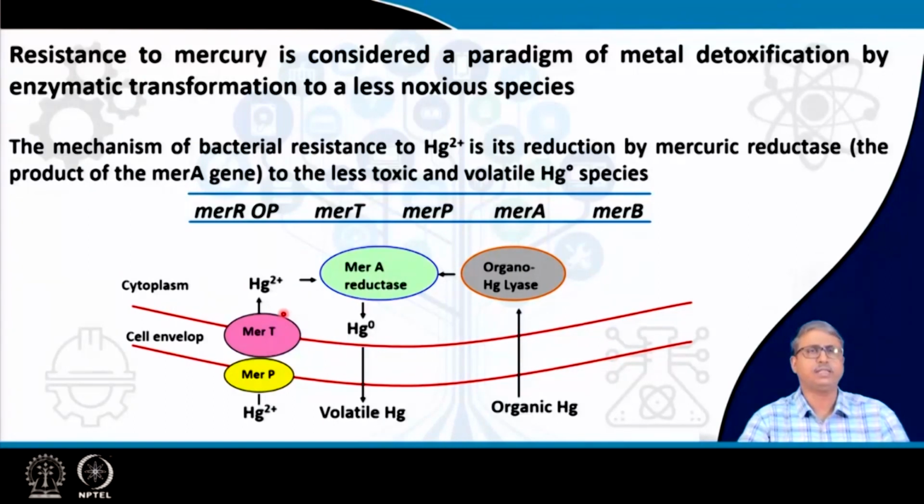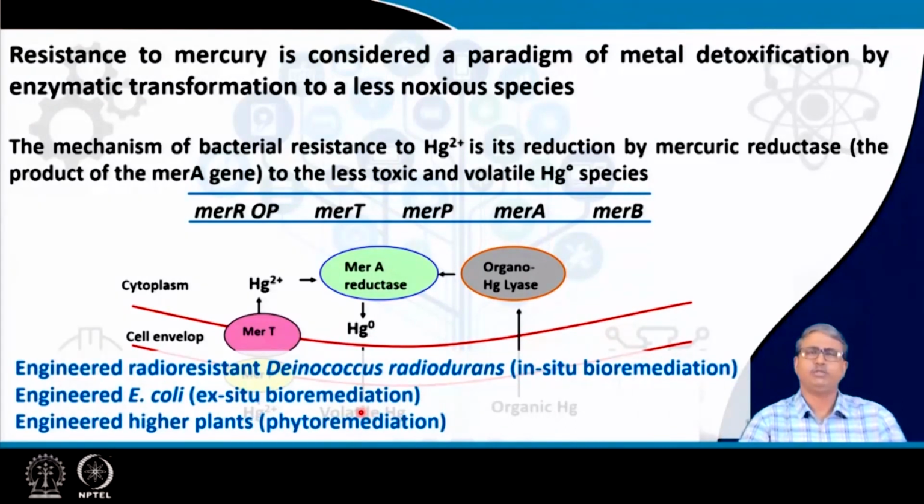Most of the mercury reducing bacteria possess the complete set of genes, called an operon, and they transport mercury through a specific transporter. Mercury is very toxic. Divalent Hg2 plus is very toxic. So, you need a very specific transporter so that the Hg2 plus enters the cell, and then immediately it is reduced to Hg0, and Hg0 is a volatile form and it leaves the system.